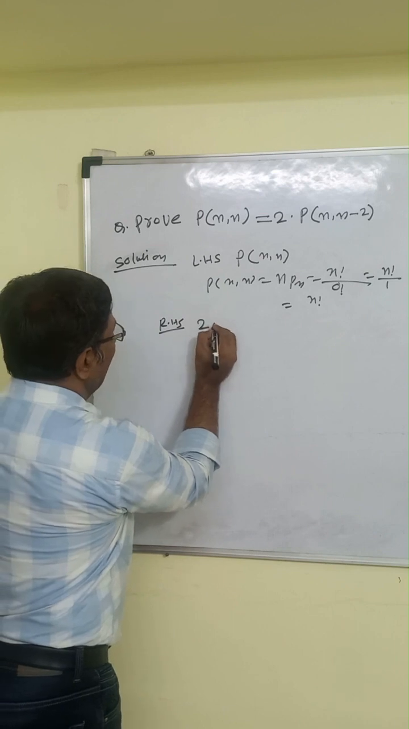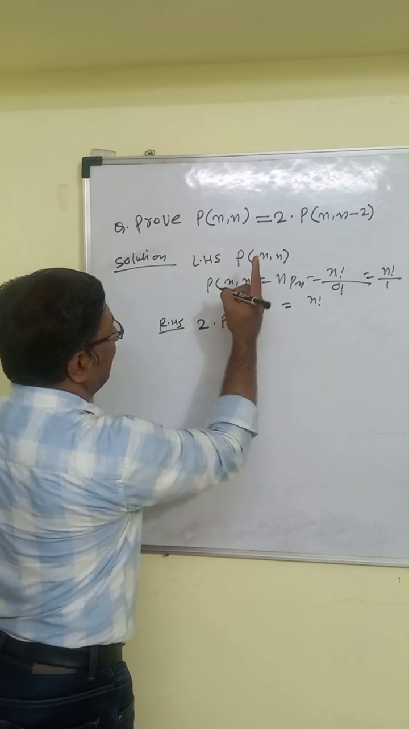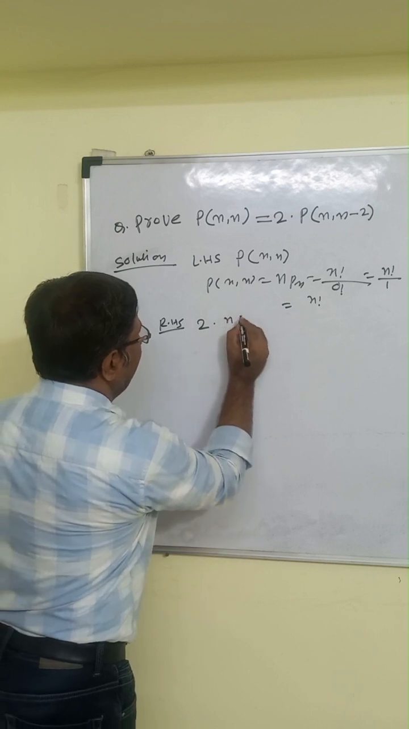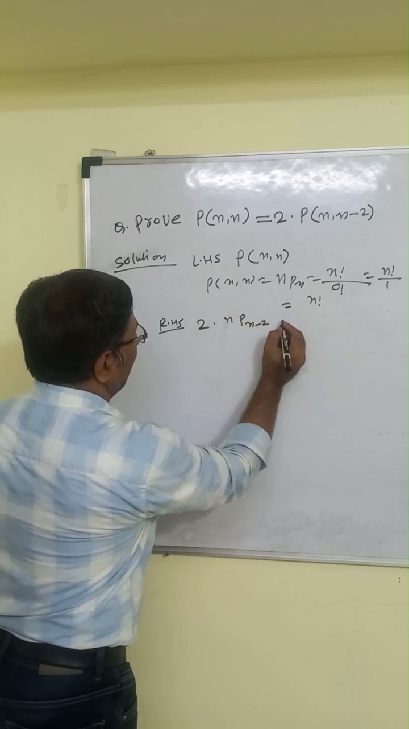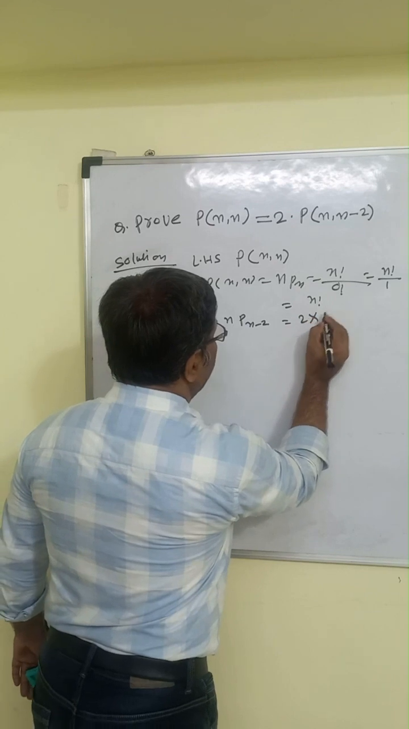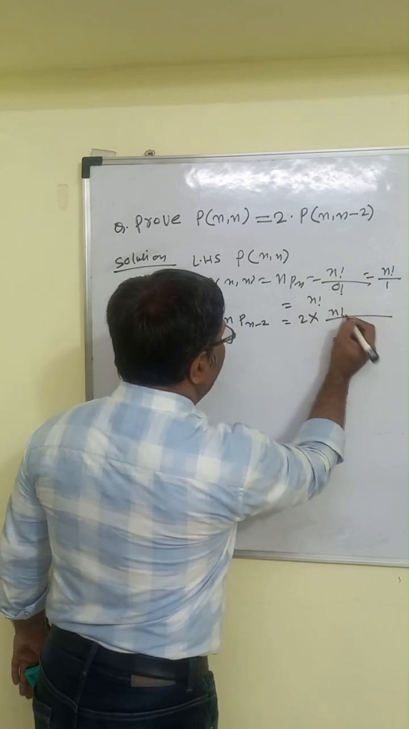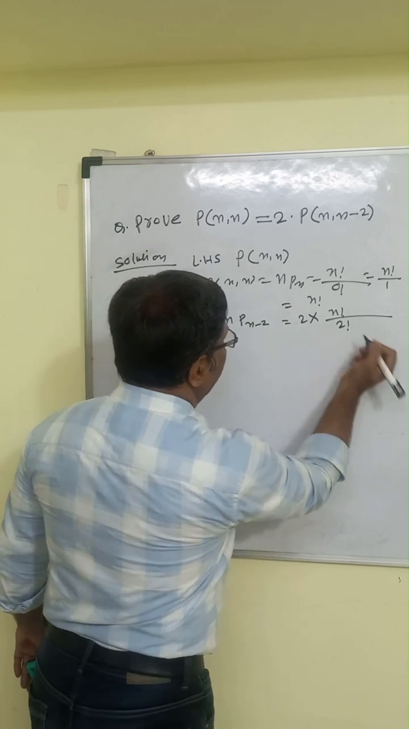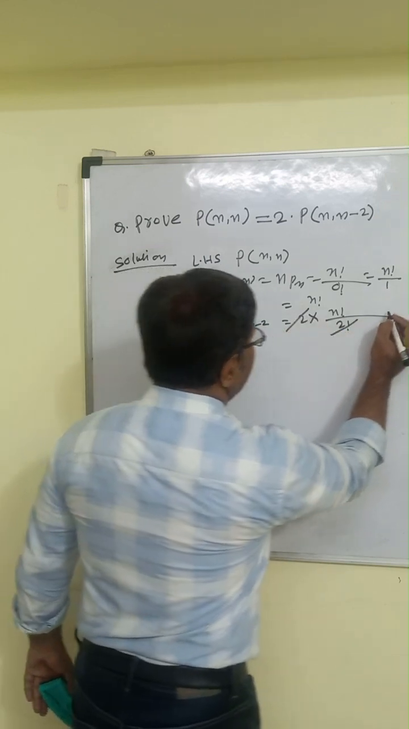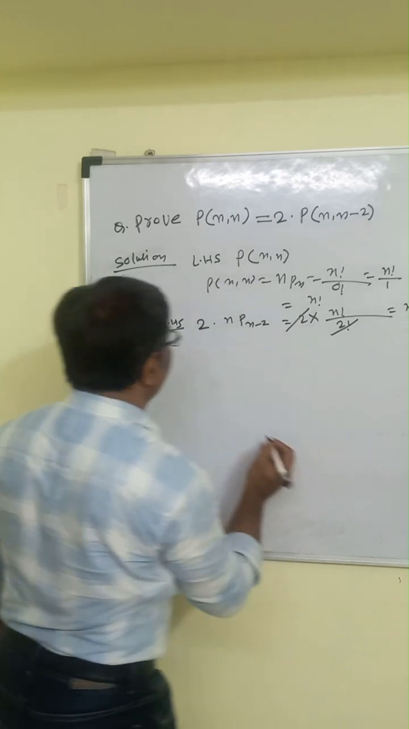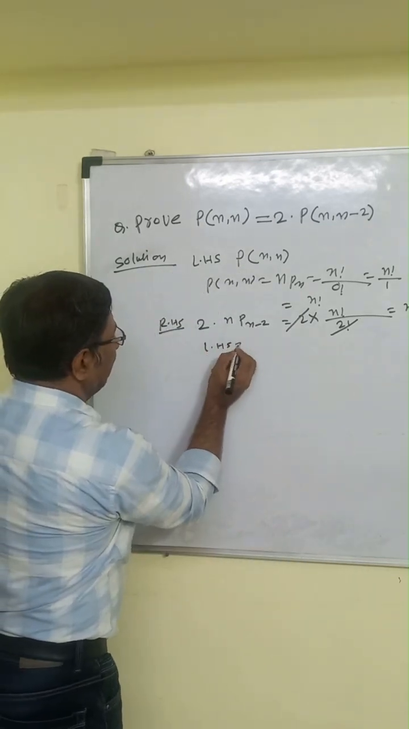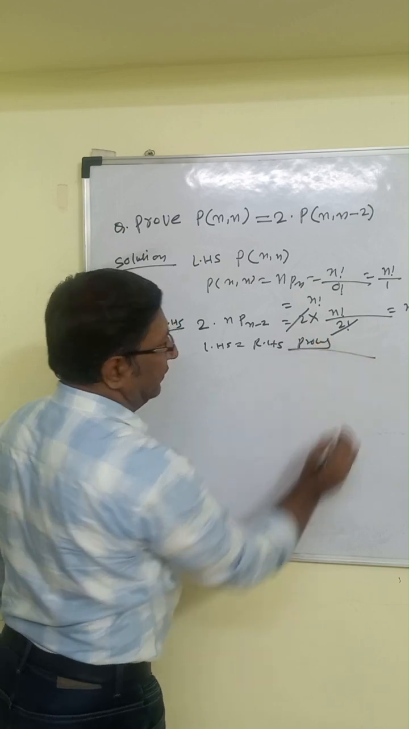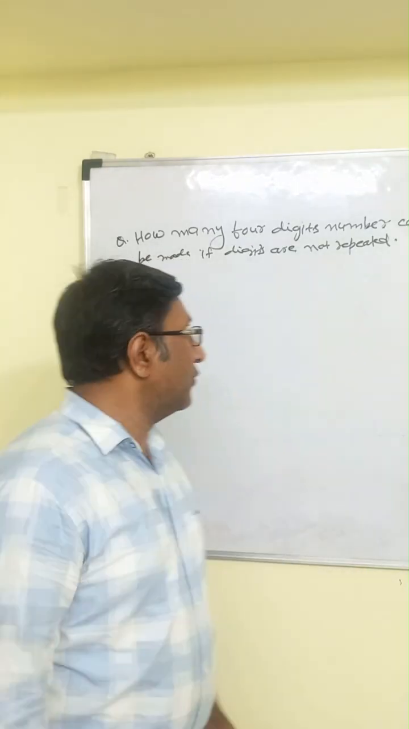RHS is given 2 multiply permutation of n, n minus 2. So we can write what? That is nP(n minus 2). So this equal to 2 multiply n factorial and divide (n minus n plus 2), that will get only 2. So this 2 cancels and this is what? n factorial. So LHS equal to RHS. This is proved.